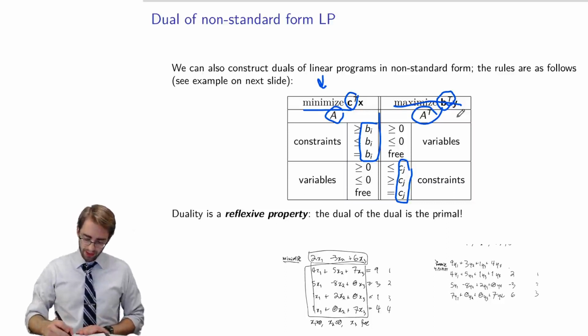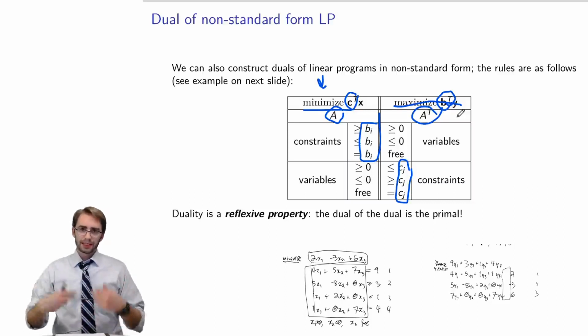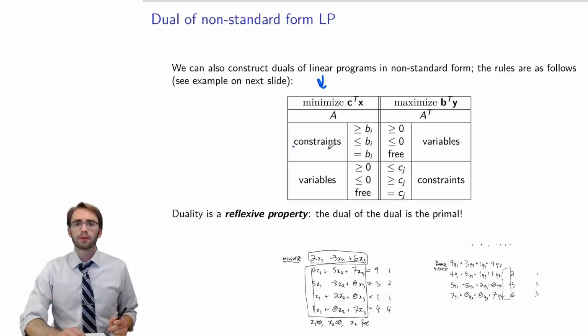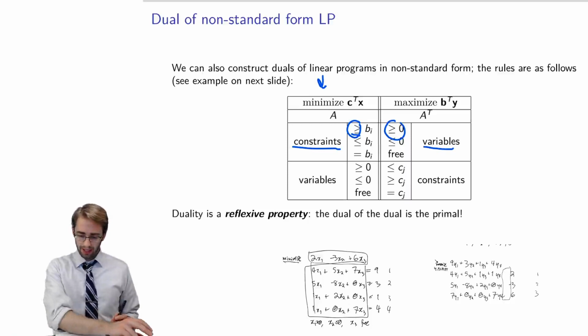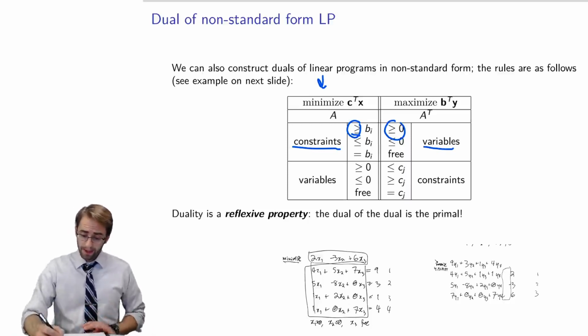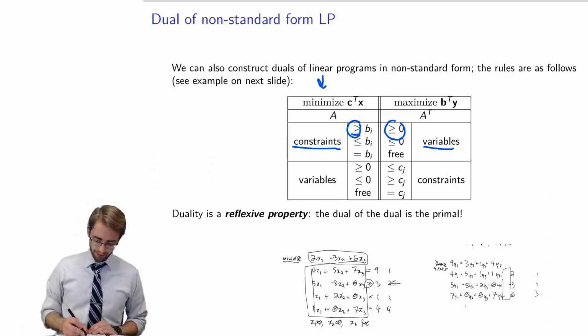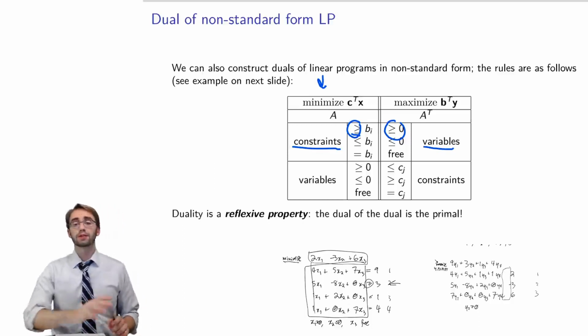I need to fill in the direction of the constraints, whether they're equals, less than, or greater than. And I also need to figure out the signs of my variables. Are they positive, negative? What are the constraints on those? You recover those from this table as well. Anytime a constraint in my primal problem has a greater than sign, the corresponding variable also has a greater than sign in the maximization problem. For example, my second constraint has a greater than sign in it, so my second dual variable has to be non-negative. Therefore, y2 is greater than or equal to 0.